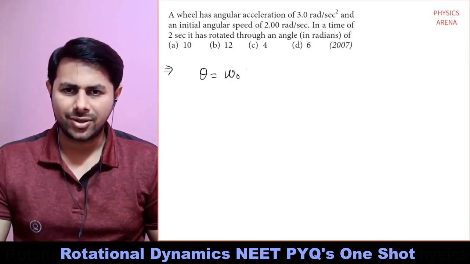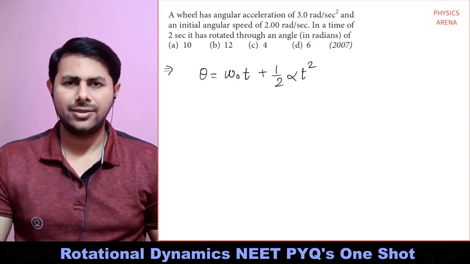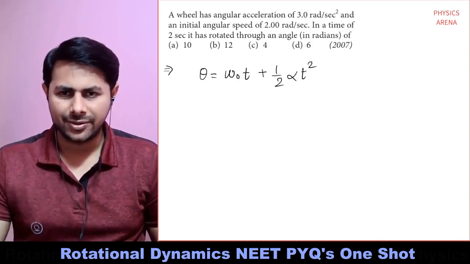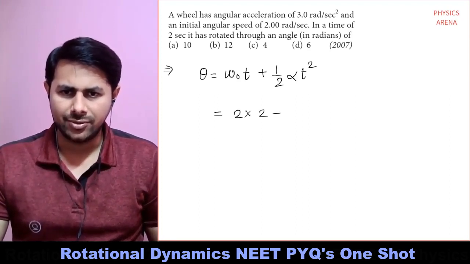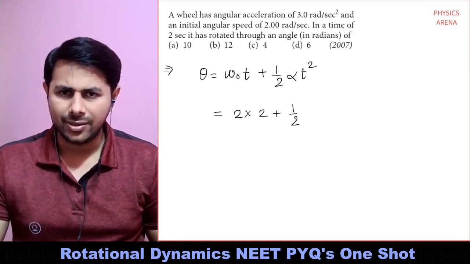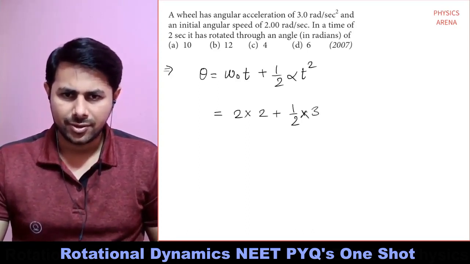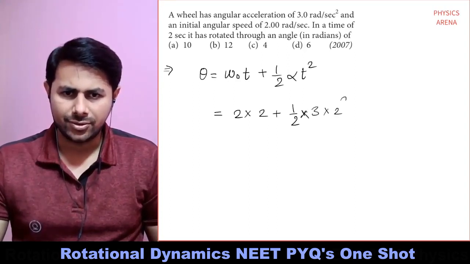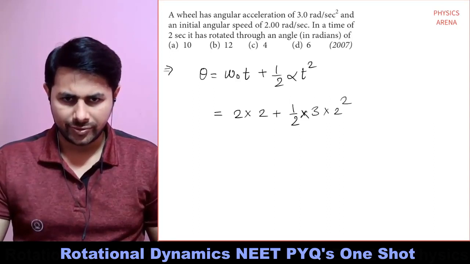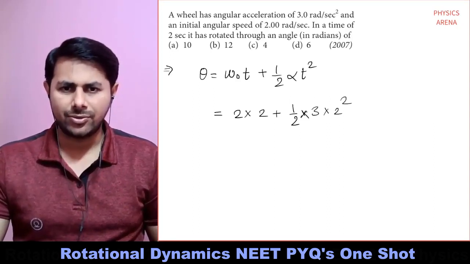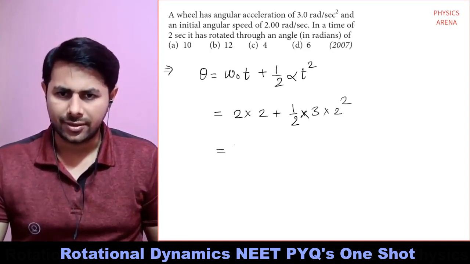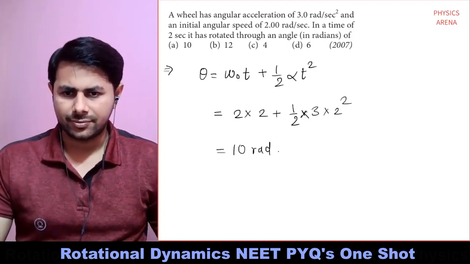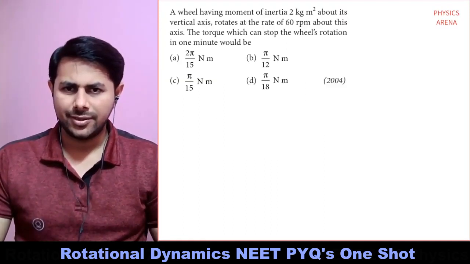Theta equals omega naught multiplied by t plus half of alpha into t square, just like s is equal to ut plus half at square. Omega naught is given, it's 2, multiplied by time 2, plus half of alpha, which is 3, multiplied by t square, which is 2 square. So 4 divided by 2 times 3 is 6. So 4 plus 6 is 10. 10 radians is the answer. Very simple, right? Let's see the next question.